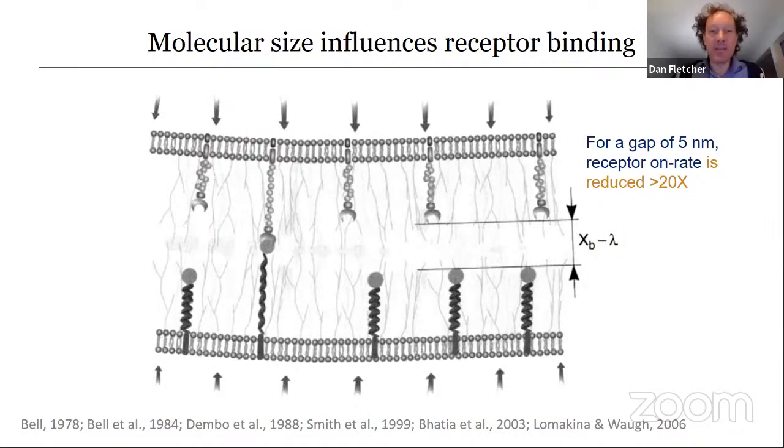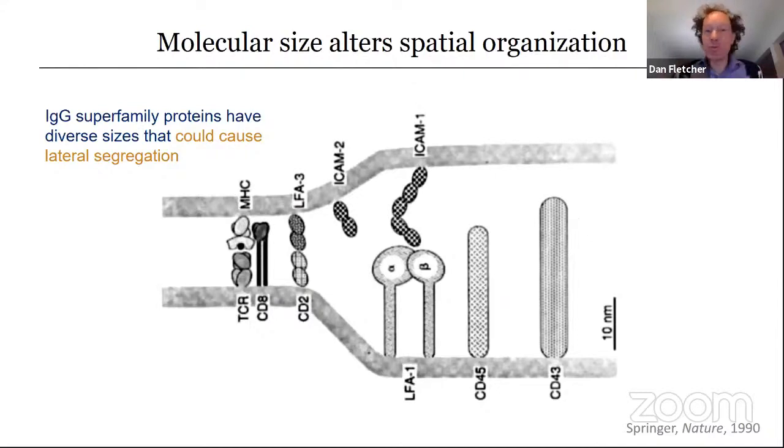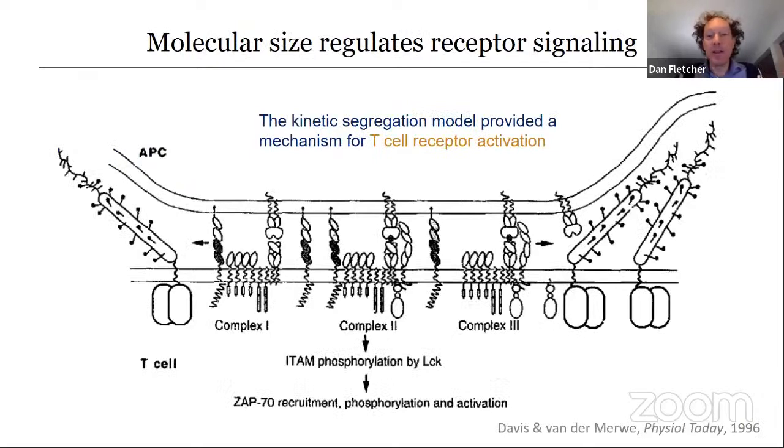This concept that size could play a role was introduced a number of years ago, 30 years ago, in fact. Tim Springer had a prescient review in Nature where he noted that a number of proteins involved in immune synapse formation have diverse sizes, or at least based on their structure they should be different heights. This suggested that there must be different gaps or separations between membranes at cell-cell contacts. And this was made very explicit in a model proposed by Simon Davis and Anton van der Merwe back in 1996, where they suggested that exclusion of a tall protein was actually essential for signaling from the T cell receptor.